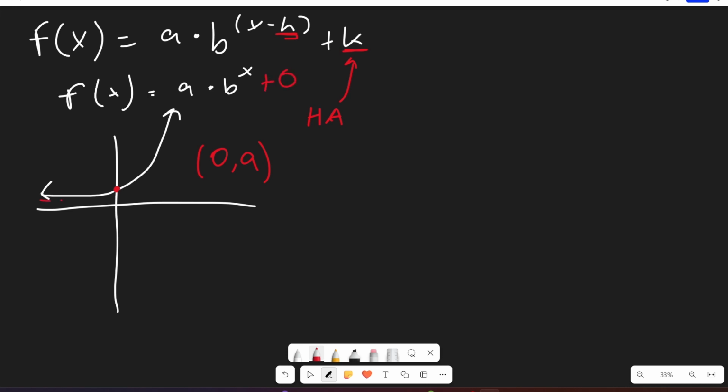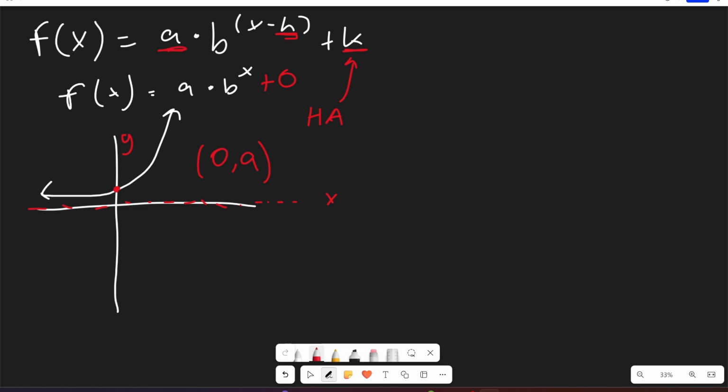So we essentially know that our x-axis also serves as our horizontal asymptote. Just to go over what we've covered so far, 0, a is the y-intercept, h is the horizontal shift, k is the vertical shift, and this a value will be our vertical stretch.